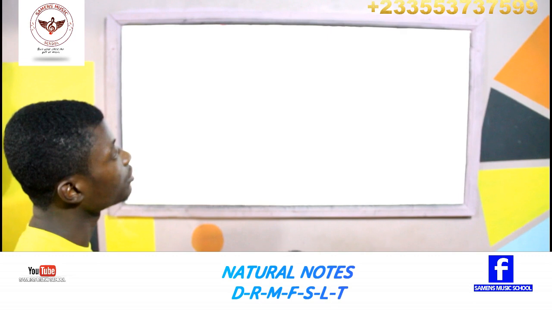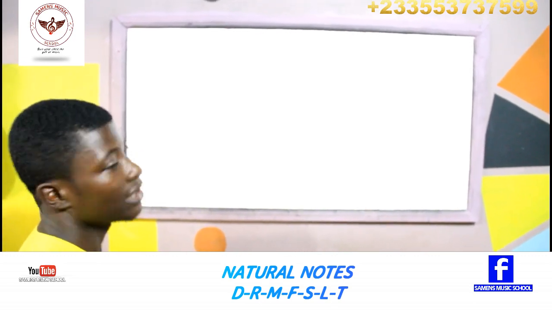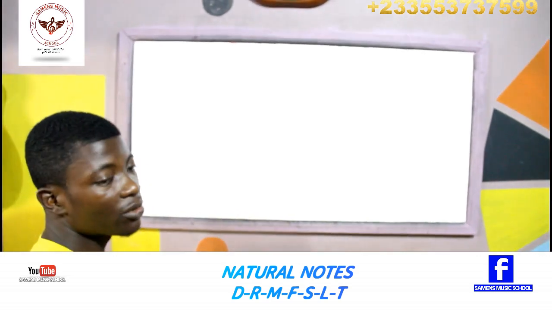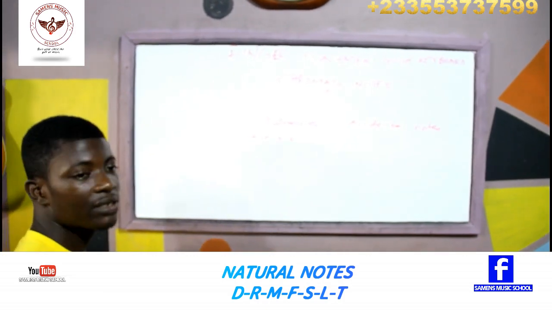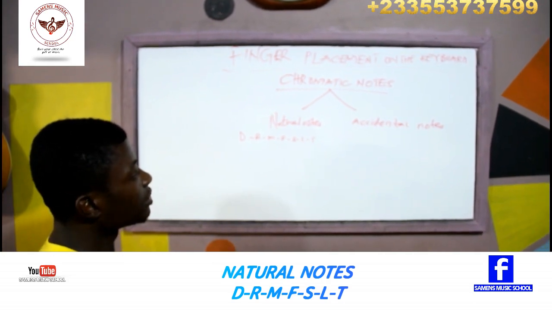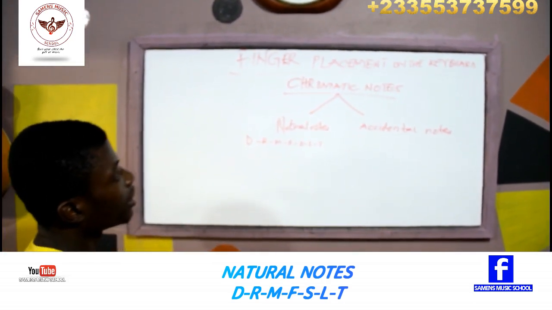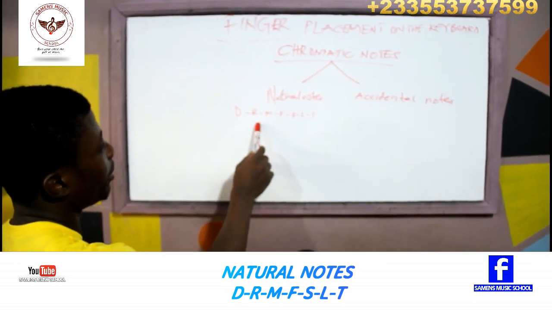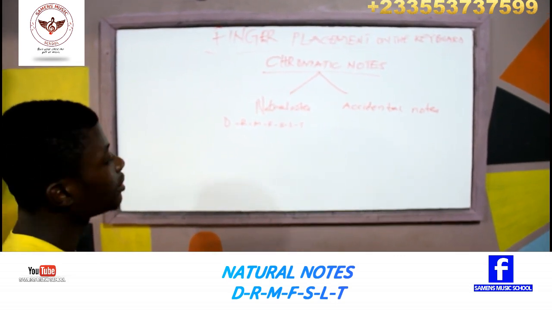What is the difference between these two? The other time, we learned about the English and Dutch naming convention, and today, we are learning the solfège naming convention. Under the English and Dutch naming convention, we have the natural notes being A, B, C, D, up to G, and the accidental notes being C sharp, D sharp, and the rest. Now today, our natural notes under the solfège naming are Do, Re, Mi, Fa, Sol, La, Ti. Remember, we are going to play within a scale.